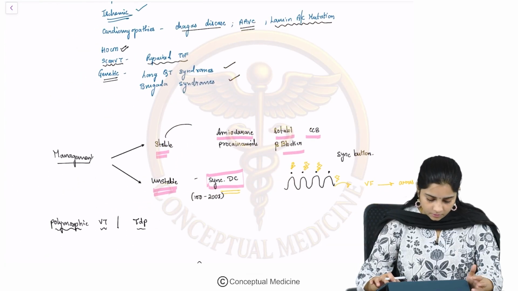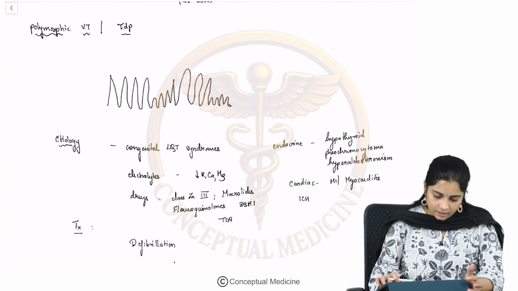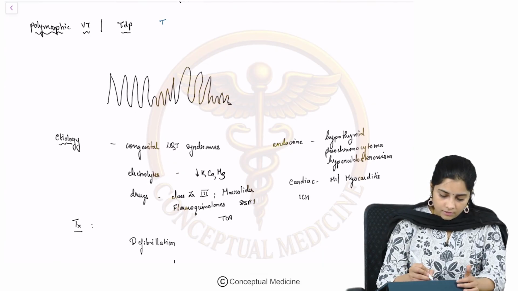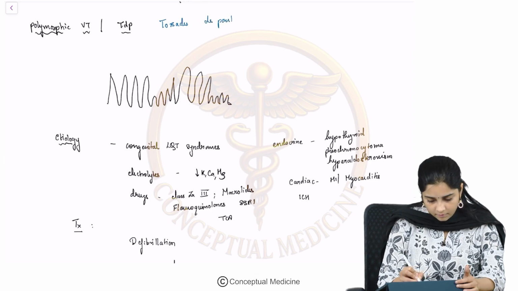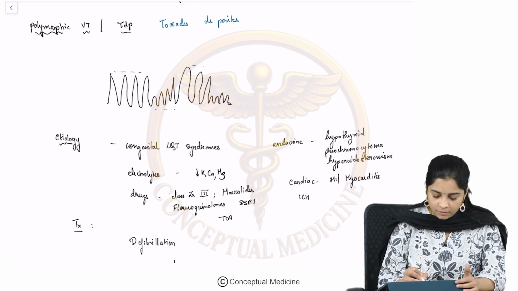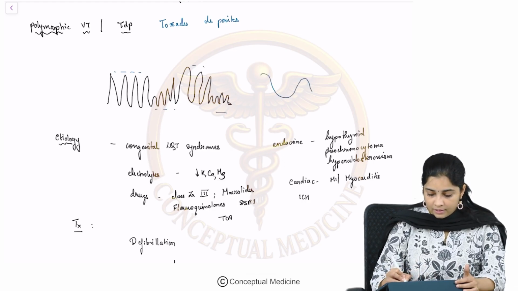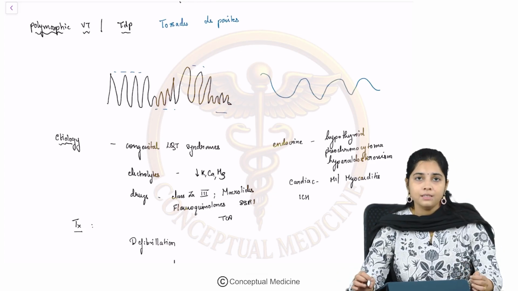Okay, let us go to the next part, which is polymorphic VT. The polymorphic VT is also called Torsades de Pointes. Can you see here that there are different morphologies of the QRS complex, with every beat similar to a wave. So, this is what we call Torsades de Pointes.